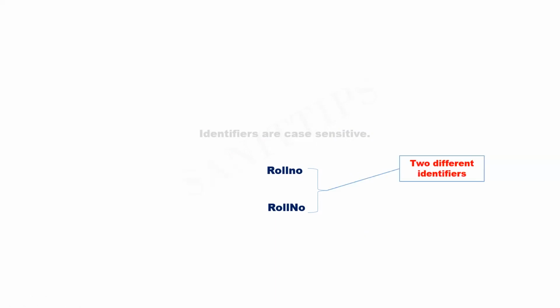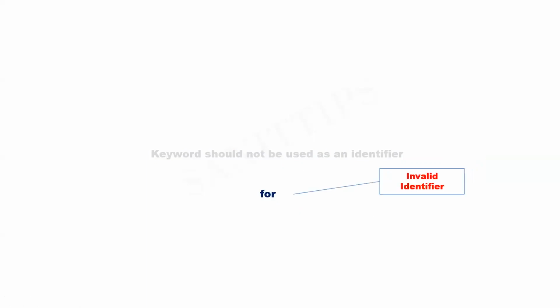Identifiers are case sensitive. In the first case, R is capital, and in the second case, R and N are capital letters. Hence, these two represent two different identifiers. Keywords should not be used as an identifier. 4 is an invalid identifier since 4 is a keyword.